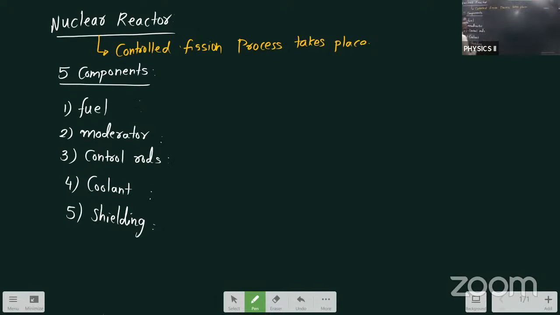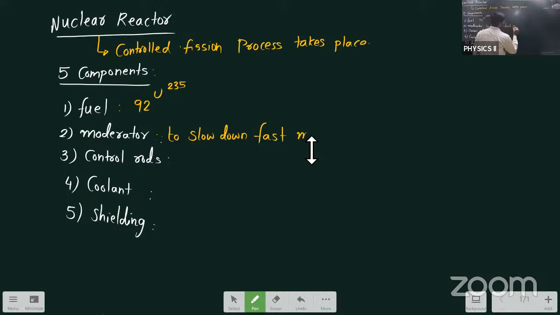What was the fuel that we'll be using? We'll be using nuclear fuel. What is the name of that fuel? We'll be using 92 uranium 235 as the fuel. And what was the work of moderator? I said that whenever fission process is taking place, neutrons will be emitted. Those neutrons will be moving with very high velocity. In order to slow down the neutrons, we'll be using moderator. So moderators are used to slow down fast moving neutrons.